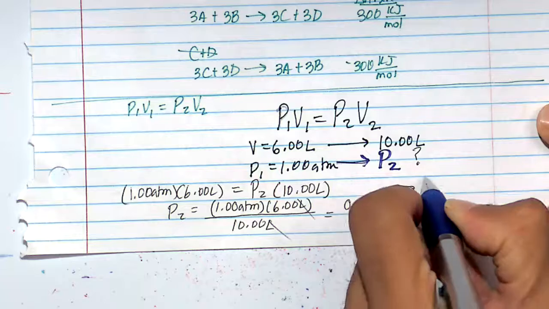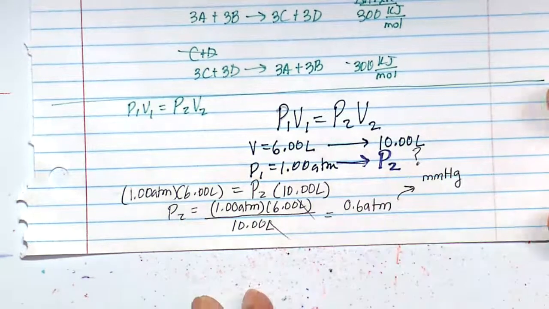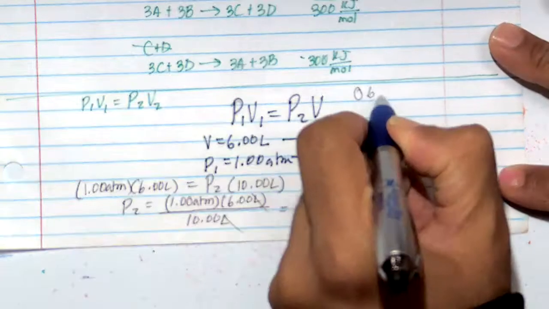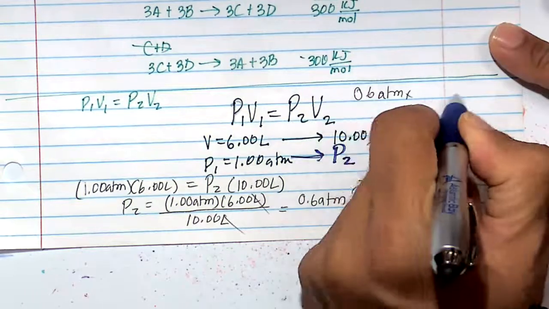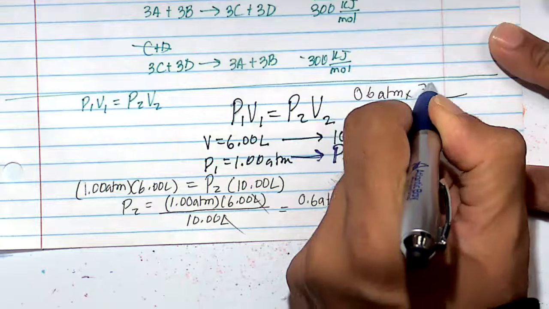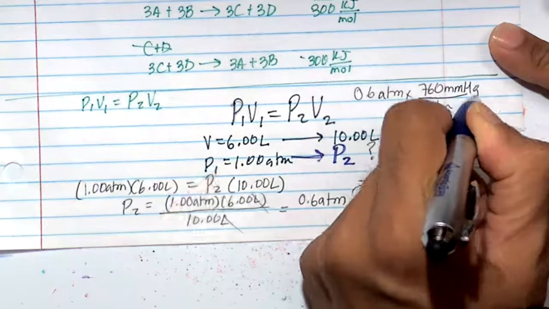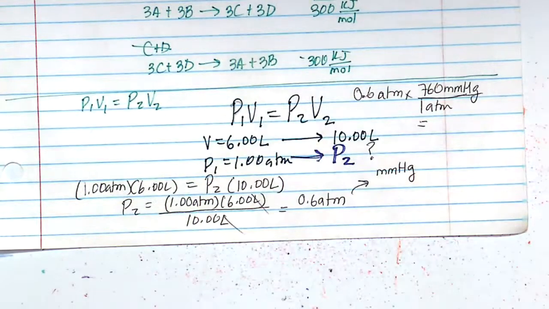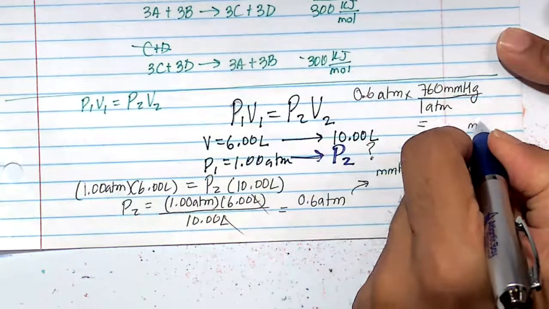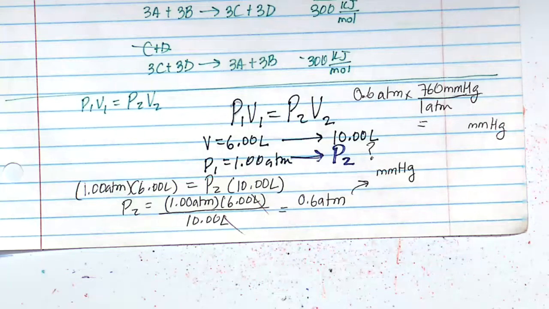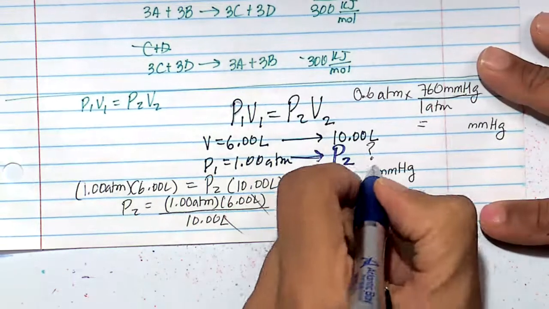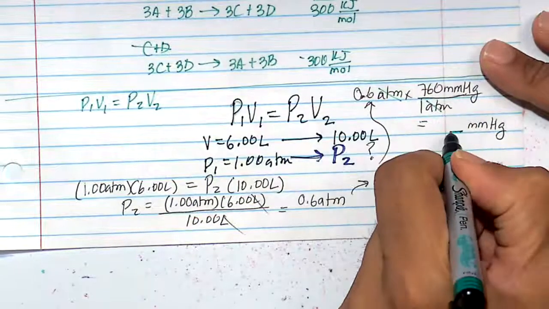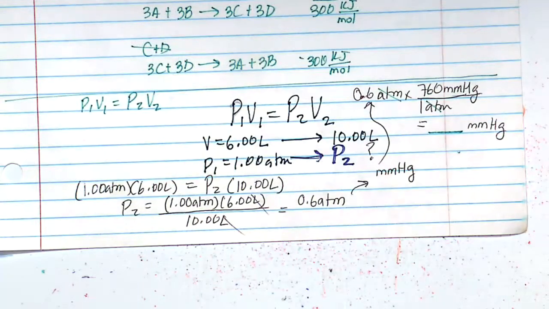By the way, don't fall for this trick. If they ask you to convert it to millimeters of mercury, all you have to do, and I'll give you the conversion, is 0.6 atmosphere times 760 millimeters of mercury per 1 atmosphere. Whatever 0.6 times 760 is, I don't know that. That's the answer in millimeters of mercury. Just getting you to change units. Atmospheres cancel. You're left with whatever 0.6 times 760 is on your calculator.